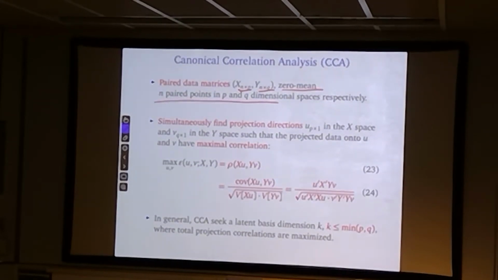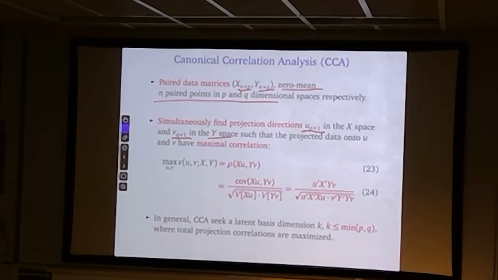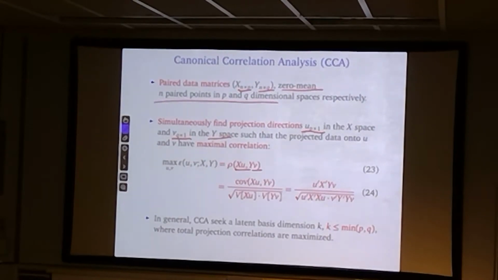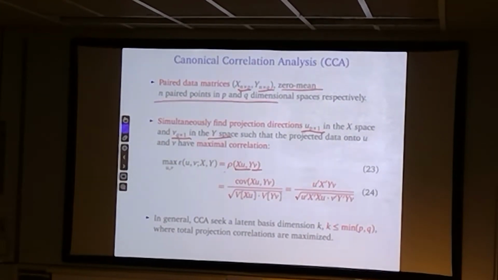CCA tries to simultaneously find a projection direction u for X and v for Y, such that when the data x is projected onto u and y is projected onto v, you calculate the correlation. When you have one axis, it doesn't matter how high the dimension is, when you project it just becomes a scalar, a set of 1D points. Now this is what we have learned, right? Given scalar random variables, we calculate the correlation coefficient, and we want to maximize this value.